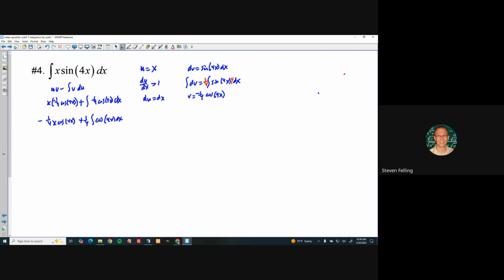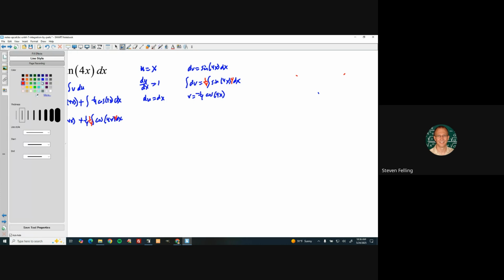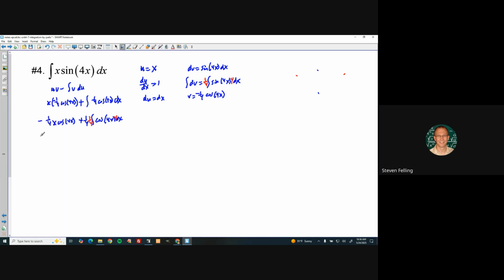All right, so now we got one more. Let me do that constant fix up again. So if we have a 4 dx here, and 1/4 outside there, then we've got negative 1/4 x cosine 4x, and then positive, that's 1/16 times the antiderivative of cosine, which is positive sine of 4x, and then we add our plus c, and we're done.